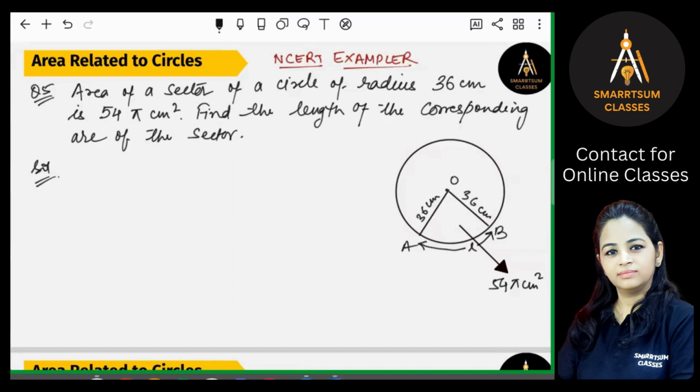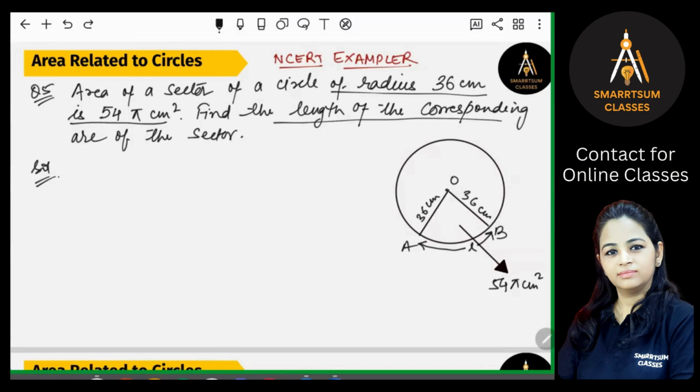So now let's do some more questions related to circles. Area related to circles, right? So look at this question, question number 5. Area of a sector of a circle of radius 36 centimeter is 54 pi centimeter square. Find the length of the corresponding arc of the sector.